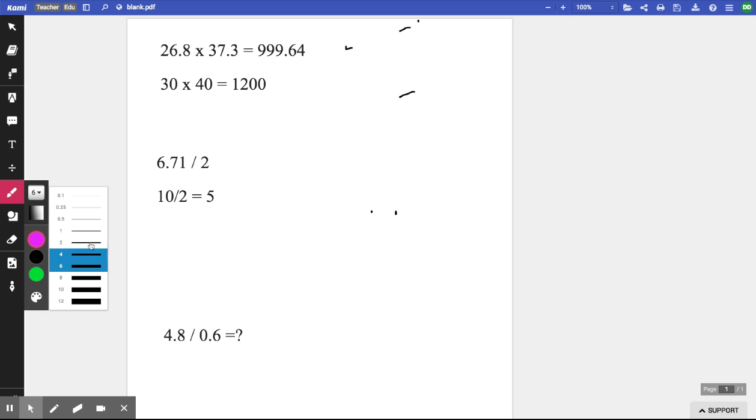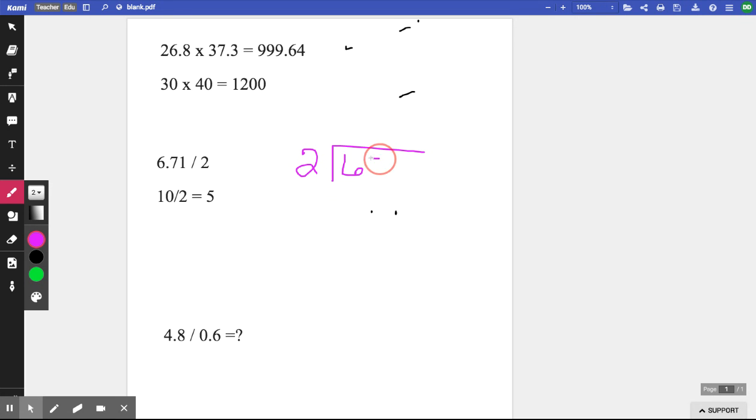So again, I'm going to divide without my decimal. So I have, how many times can 2 go into 671? 2 can go into 6 3 times. 2 times 3 is 6. I subtract, and I bring down.